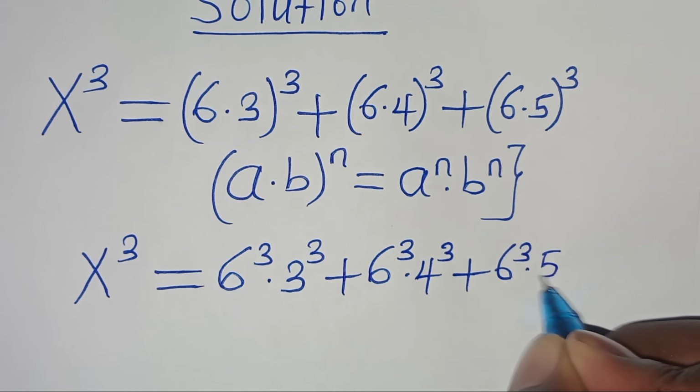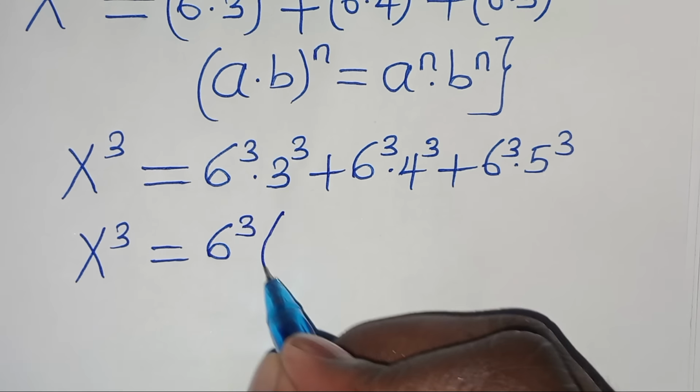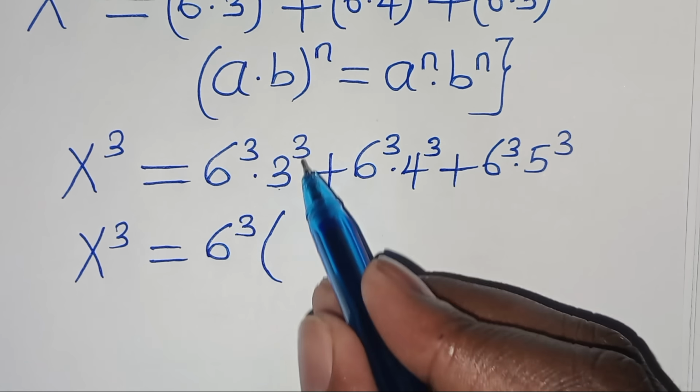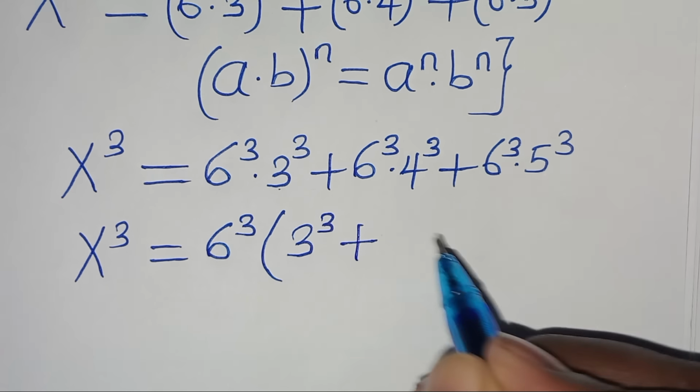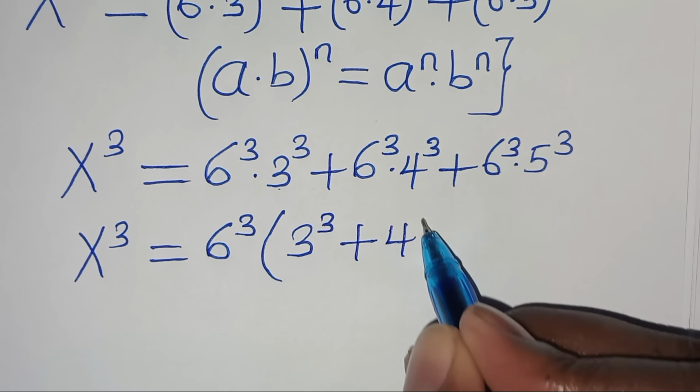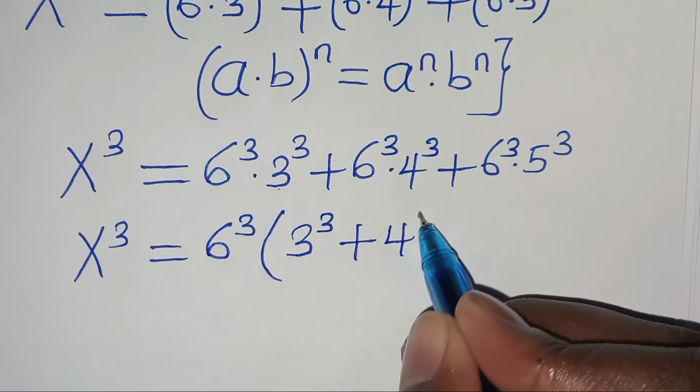6 to the power of 3 is common here, so we can factor out 6 to the power of 3. So we have 6 to the power of 3 here, and into the parentheses, we have 3 to the power of 3, plus 4 to the power of 3, then plus 5 to the power of 3. Close the parentheses.